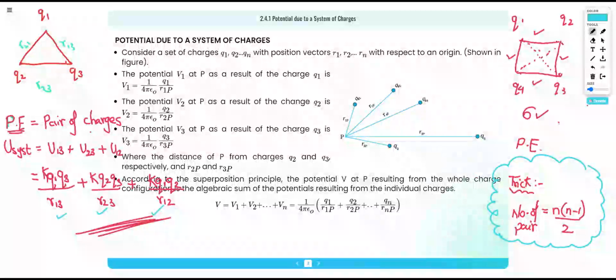This will work everywhere. Check here: how many charges do we have? 1, 2, 3, 4. So in place of n, you can write 4 into 3 over 2. 2 ones are 2, 2 twos are 4, 3 twos are 6. Hence, this is not a coincidence. It will work everywhere. Okay, then we'll see some numericals based on this.